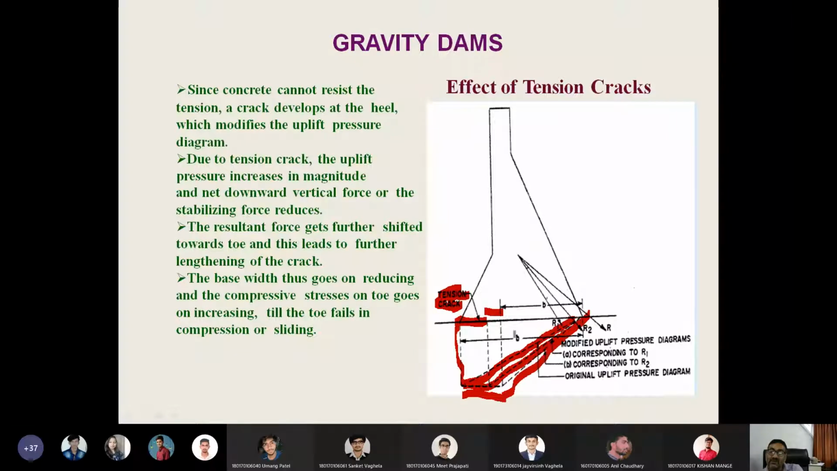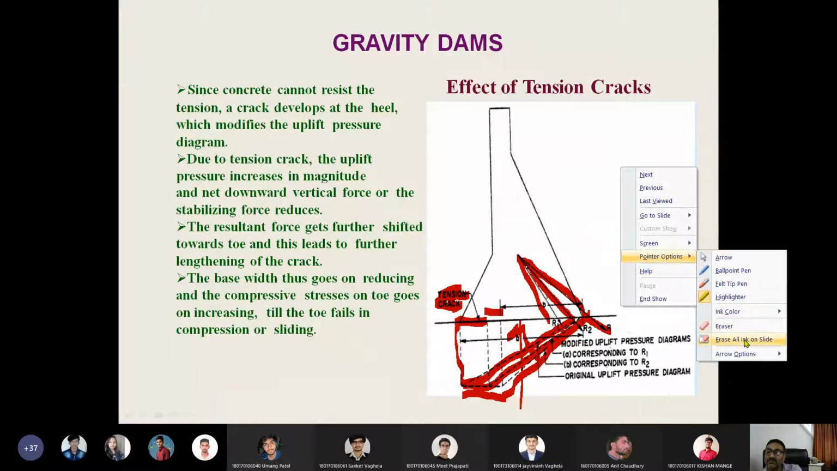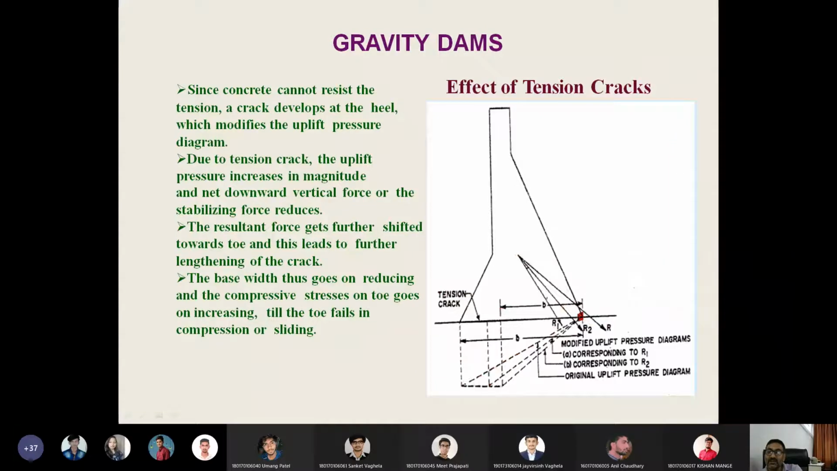So this is more and more aggressive uplift pressure and reduced self weight of the dam. What is it causing? It will cause the resultant to move. For the first condition, this is resultant R1. For the second condition, this is resultant R2. And finally, look at this: the resultant goes cutting the toe and coming out of the toe. If I remove all the rest, you can see this is the toe and this is your resultant for the final condition.